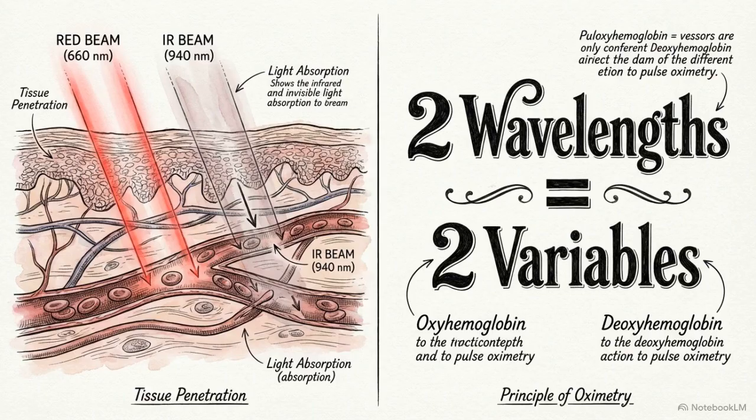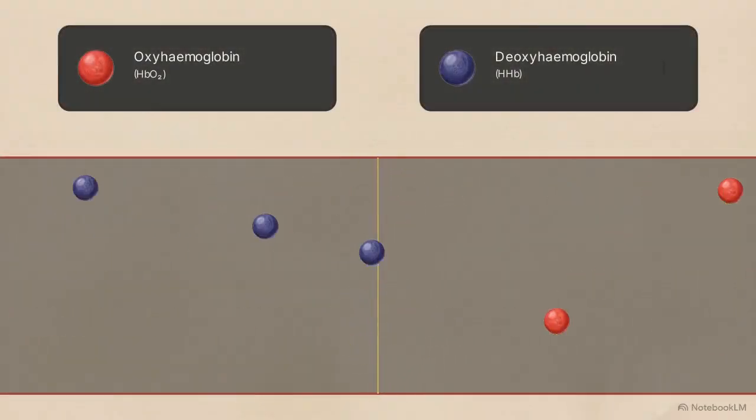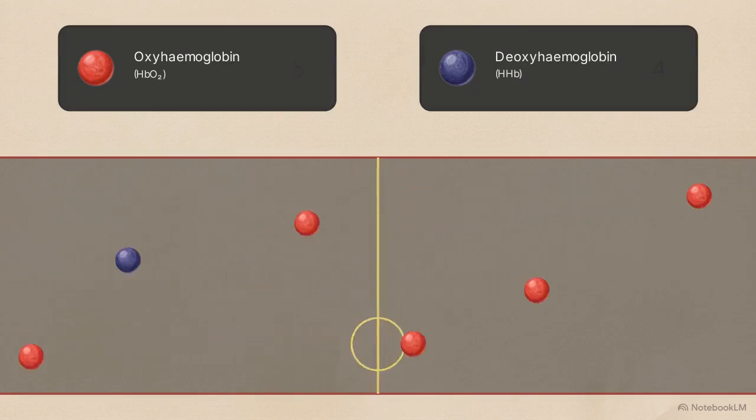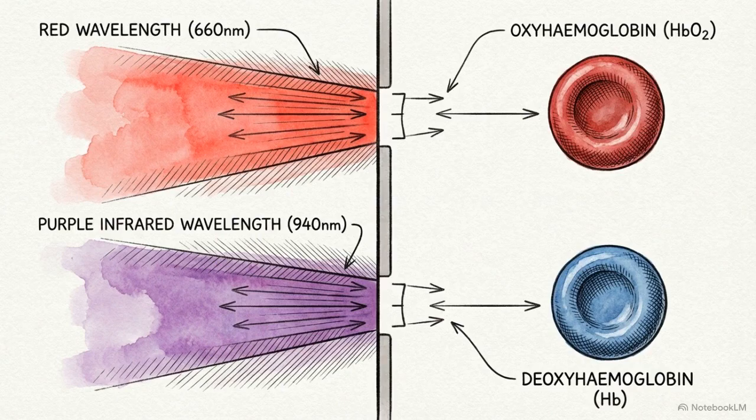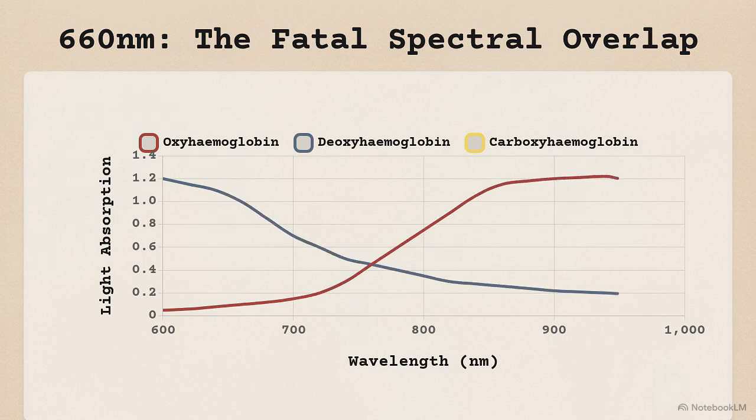This dual wavelength design relies on a rigid mathematical assumption. It calculates saturation by assuming that only two forms of hemoglobin exist in the blood: oxygenated and deoxygenated. Two wavelengths provide two equations to solve for two variables. This chart shows hemoglobin's near-infrared absorption spectra. Two curves show light absorption for oxygenated and deoxygenated hemoglobin. With carbon monoxide poisoning, a third curve appears: carboxyhemoglobin.